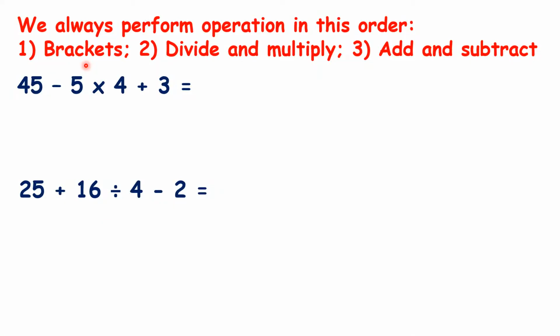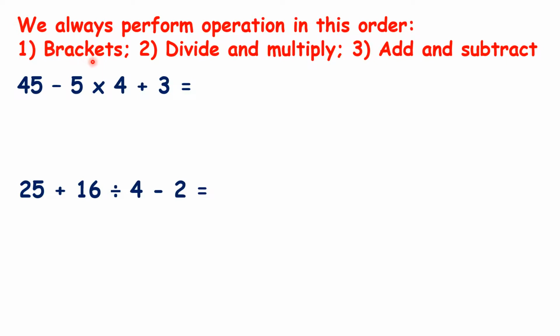So here's the important thing to understand. When you see questions like this, you don't get the answer by doing things in the order they're written in. So for this first question, you can't do 45 minus 5 to get 40, multiply 40 by 4 to get 160, and then add 3 to get 163. Instead, we always perform operations in the same order.